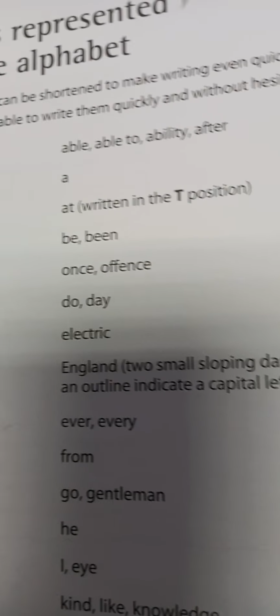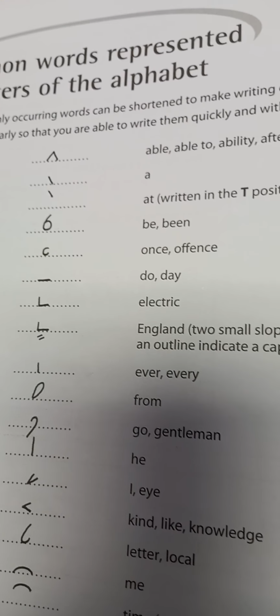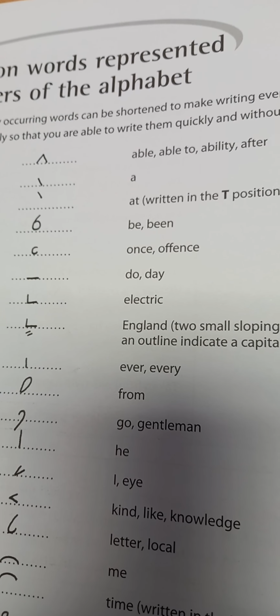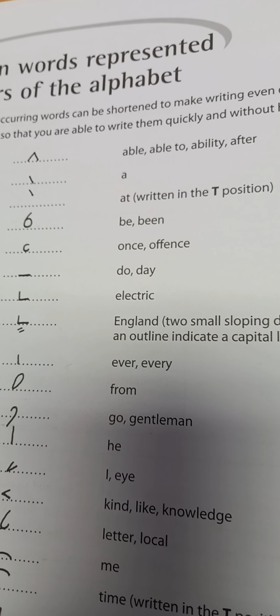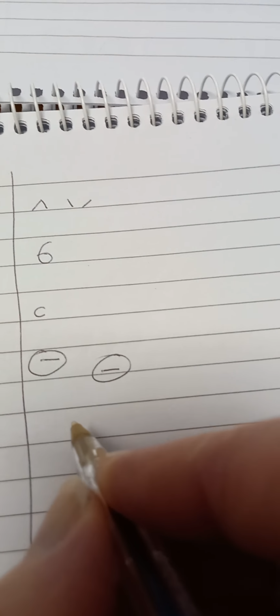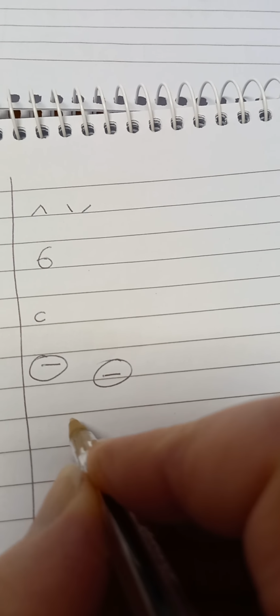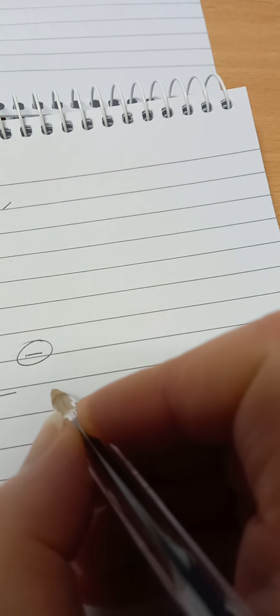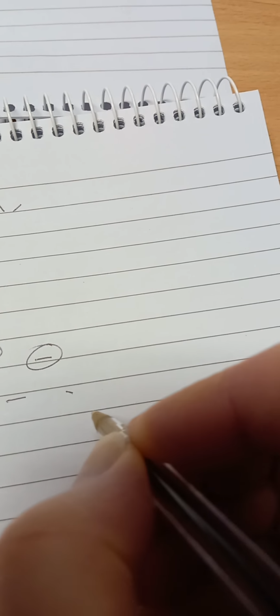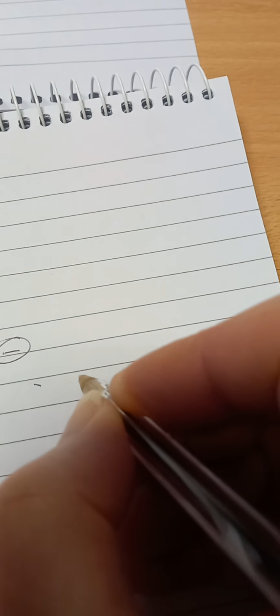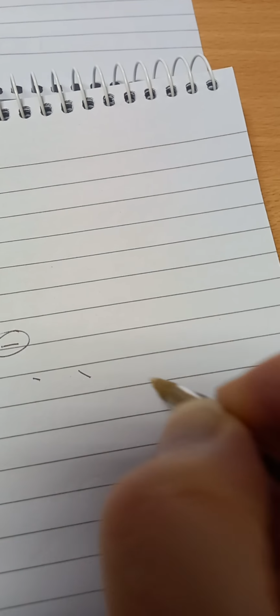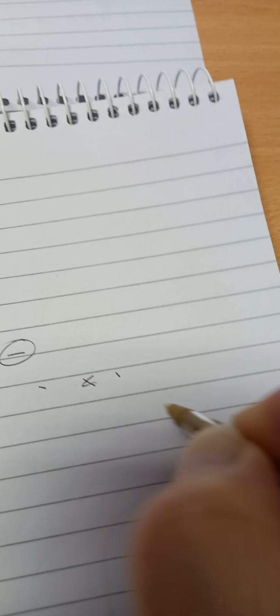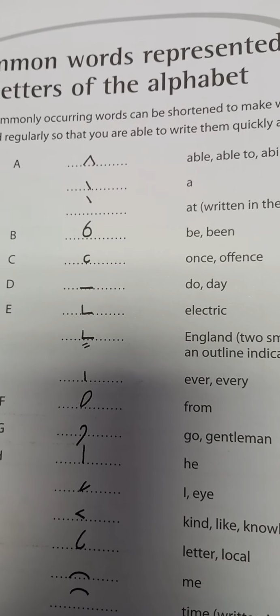So, A is able or able to, ability or after. Indicator A is a. Now, if you write indicator A in the T position, so this is where we write the letter T, it looks like a D, but it's just a little line up there. That's called the T position. If you write the indicator A there, it becomes at. Now, don't be doing that because that looks like something else. Just a little line like that, that's at. B is be or been.